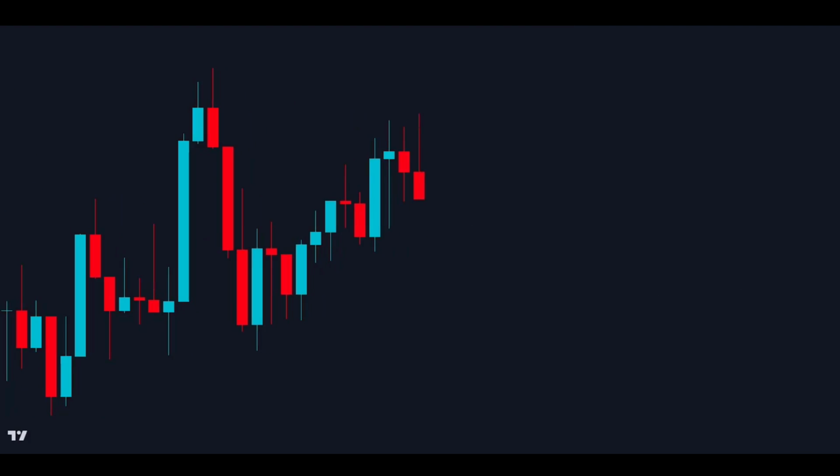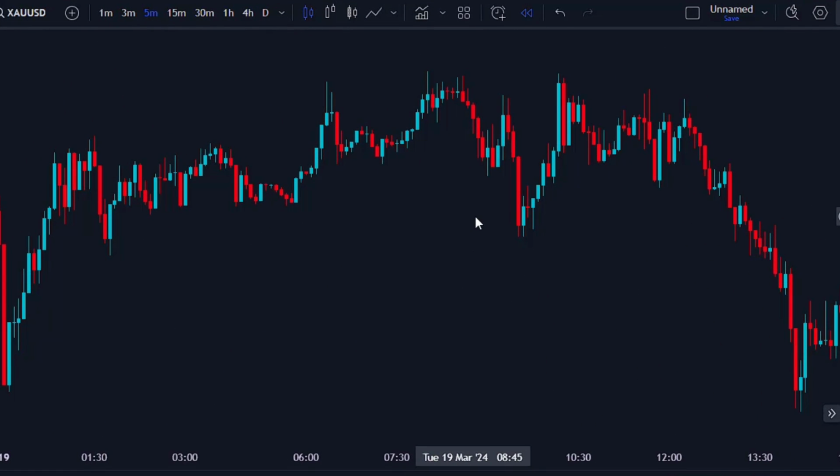Let's jump right in. All right, so first things first, let's talk about how you can get your hands on this powerful indicator called the EMA Trend Meter. You'll need to head over to TradingView, the charting platform we'll be using today. If you haven't signed up yet, no worries. I've got a link for you down in the video description.